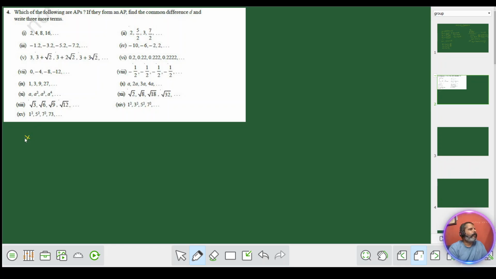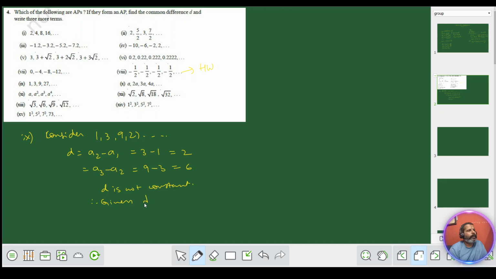Ninth one I'll take. Consider 1, 3, 9, 27. This is homework. It's a simple one, that's why I gave it as homework. Then d equal to a2 minus a1, 3 minus 1, 2. a3 minus a2, 9 minus 3, 6. So d is not constant. Therefore, the given sequence does not form an AP.